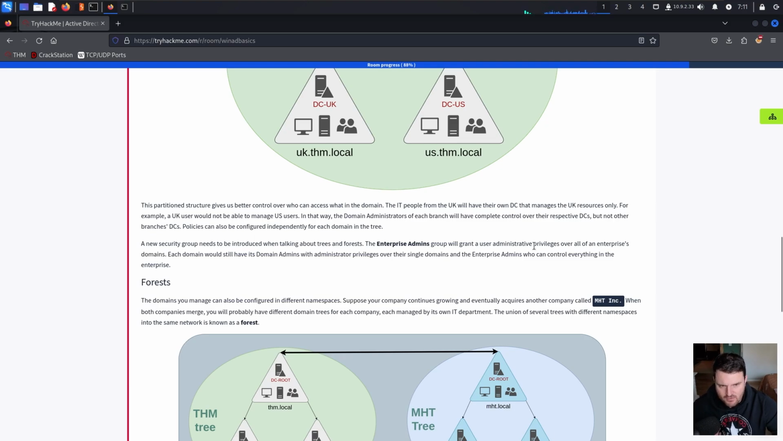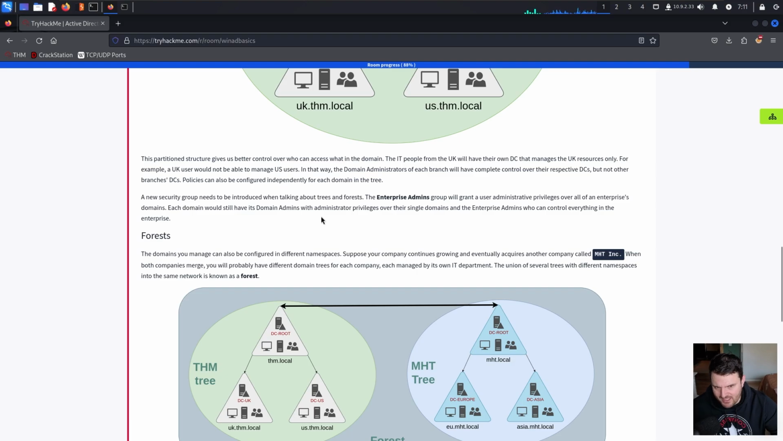The IT people from the UK will have their own domain controller that manages the UK resources only. For example, a UK user would not be able to manage US users. In that way, the domain administrators of each branch will have complete control over their respective domain controllers, but not other branches' DCs. Policies can also be configured independently for each domain in the tree.